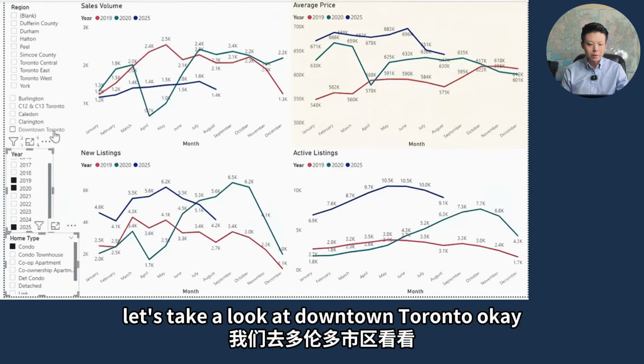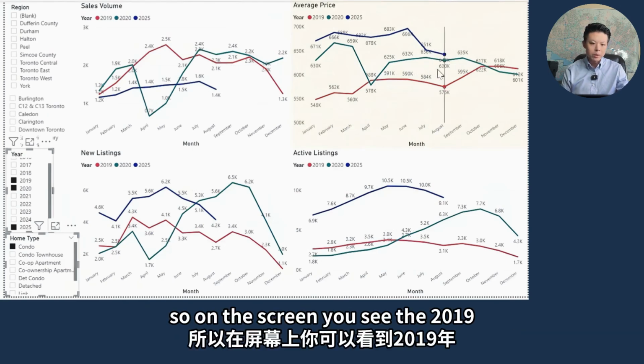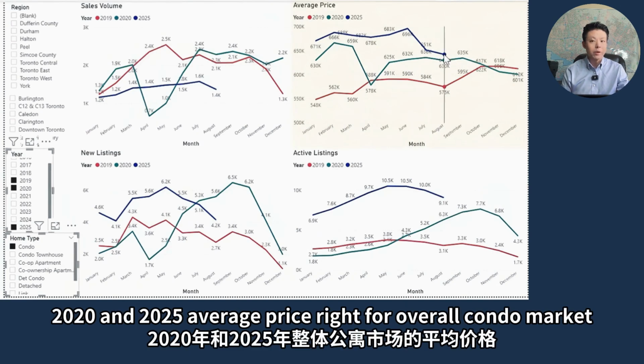Let's take a look at downtown Toronto. On the screen, you see the 2019, 2020, and 2025 average price for the overall condo market.